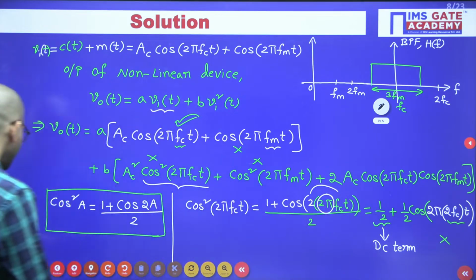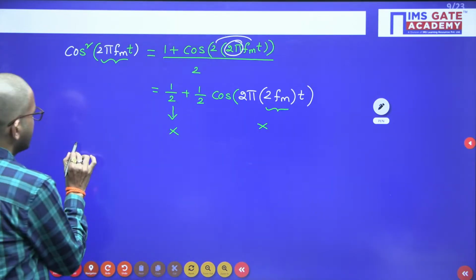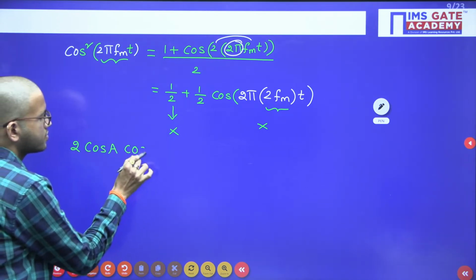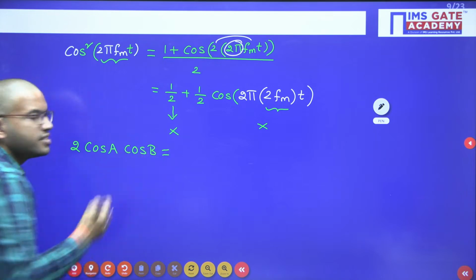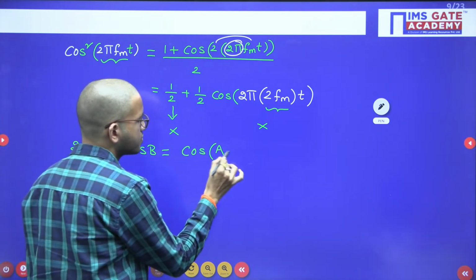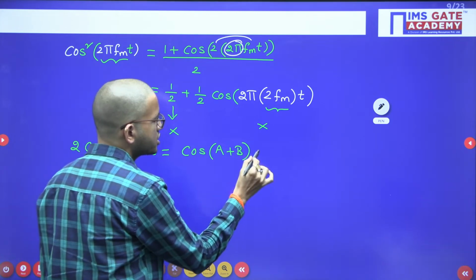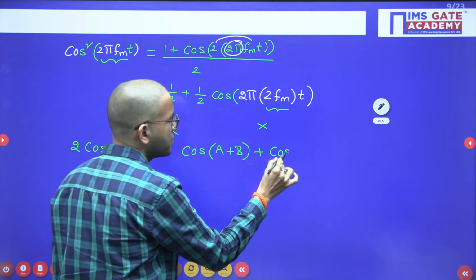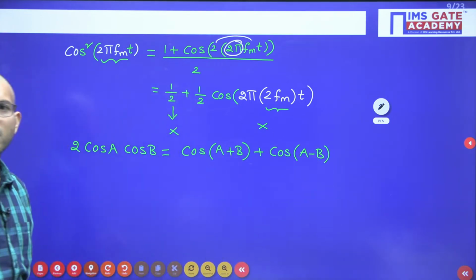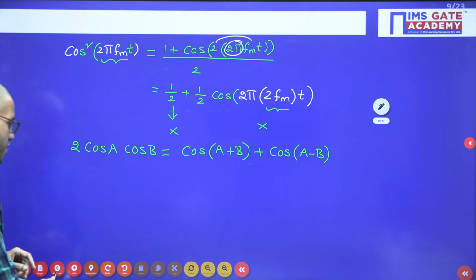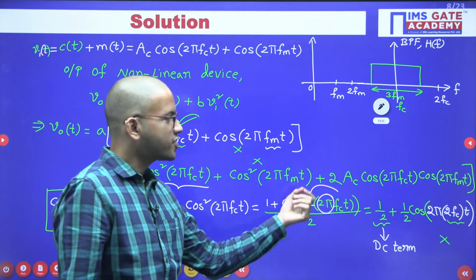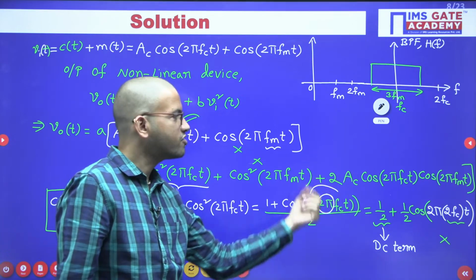2 cos A cos B is nothing but what? We can write it as cos sum plus cos difference. 2 cos A cos B is nothing but cos sum plus cos difference. Right? Yeah, Manoj, you are saying that won't allow, right? Okay, I will mention what the correct answer is.